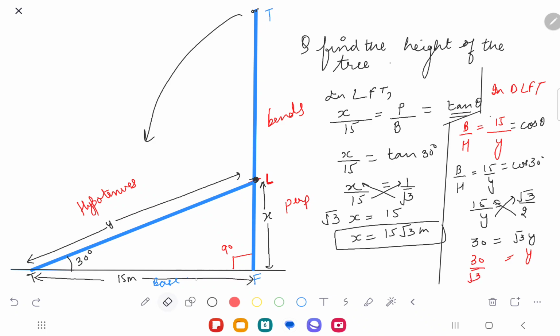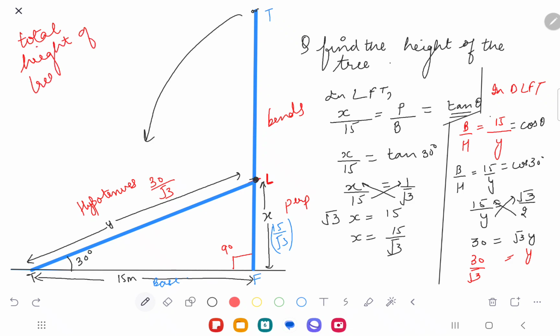Yes or no? Here x is going to be 15 over root 3. And this is my y, which is coming out to be 30 over root 3. So what is the total height of the tree according to you?